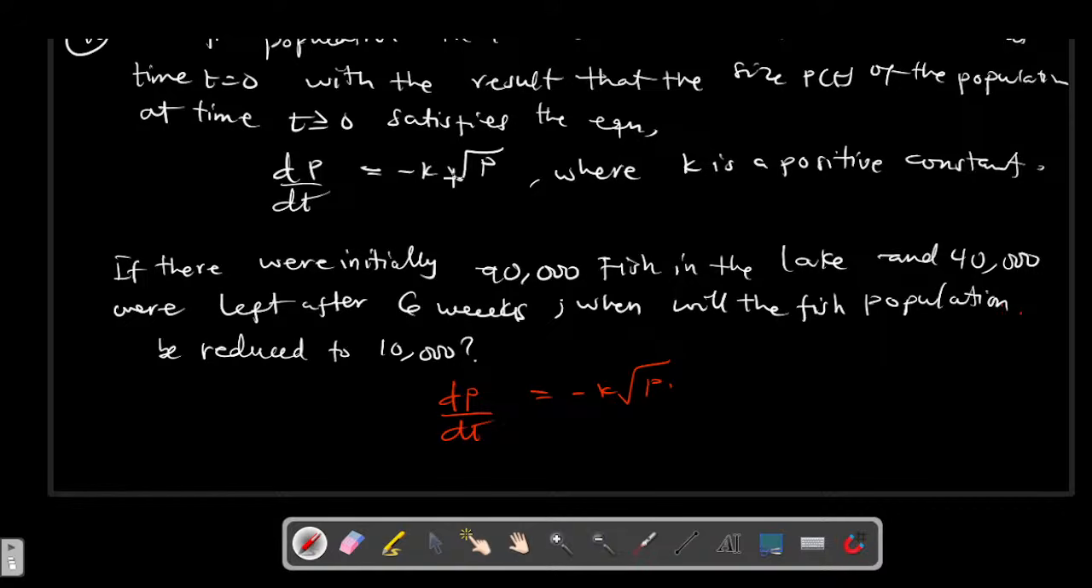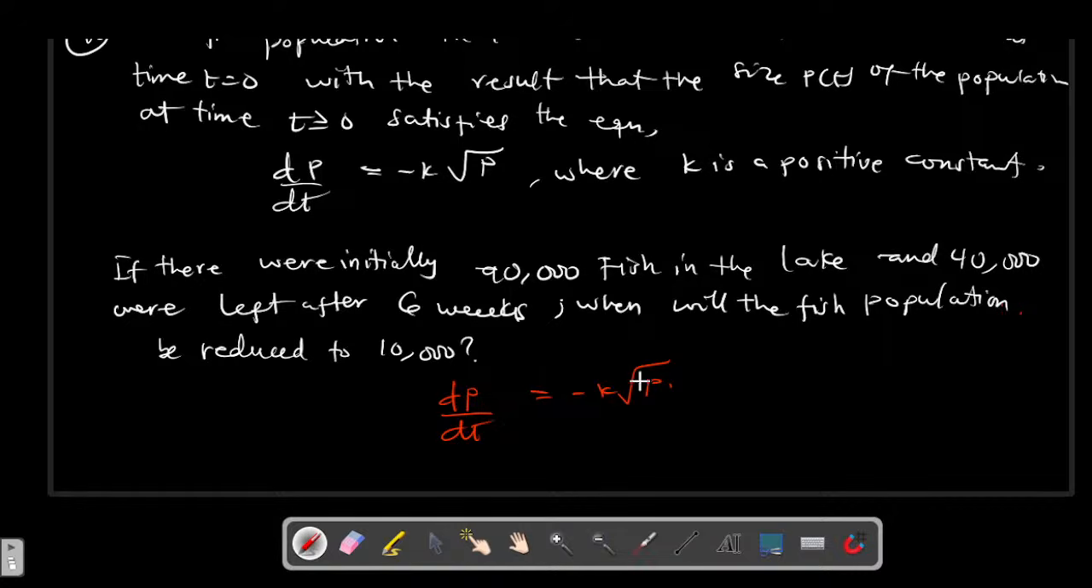They started with 90,000 fish, and now they are saying that after the 6 weeks, we are left with 40,000, meaning 50,000 died. So when will the fish population then become 10,000? This is simple English, but you need to solve it, right?